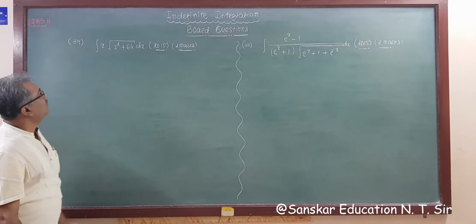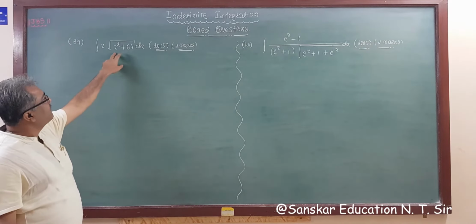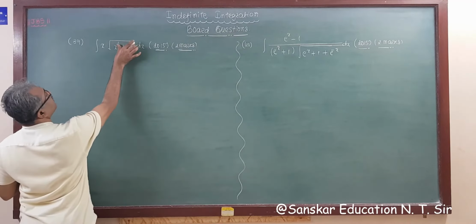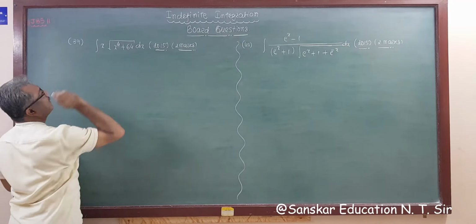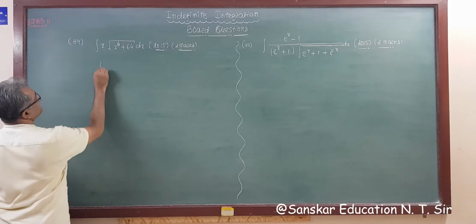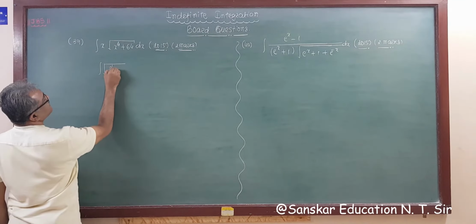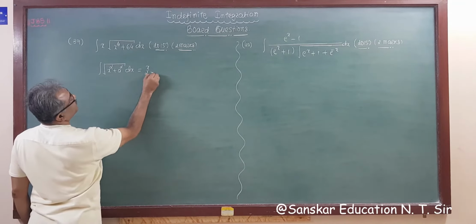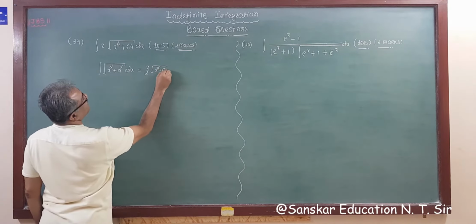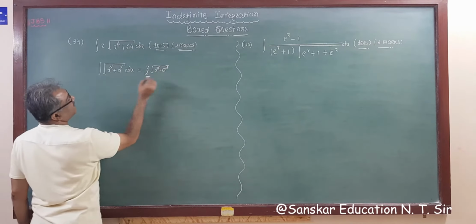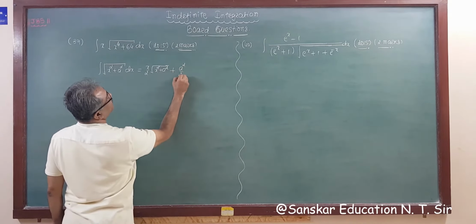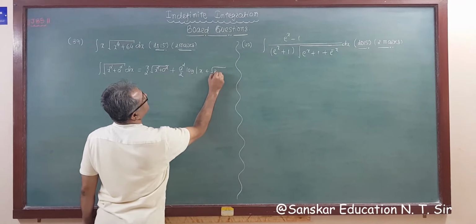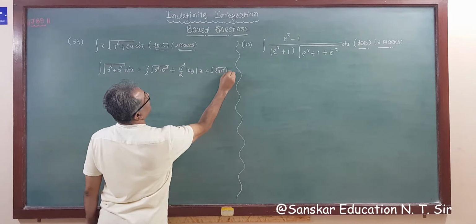Okay. So here it is given x square plus 64. I think it requires x raised to 4 here, right? We require here x raised to 4. So we have a formula: integration of under root x square plus a square dx is equal to x by 2 root x square plus a square, plus a square by 2 log mod x plus under root x square plus a square, plus c.